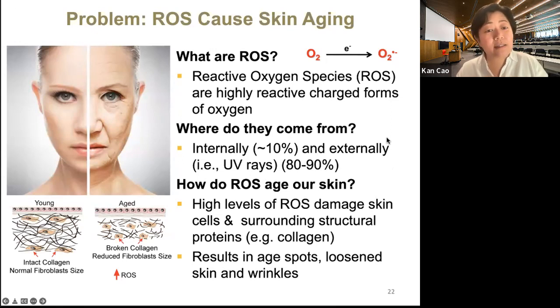And how does ROS age our skin? The ROS comes in and, as I mentioned, damages inside the cells, oxidizing the DNA and oxidizing the protein inside the cell. It also damages the surrounding structures of our skin, especially, in this case I'm showing you here, the collagen. So it will break down the collagen fibers. The result of too much ROS is age spots, loosened skin, and wrinkles. So ROS is one of the most significant factors causing skin aging.